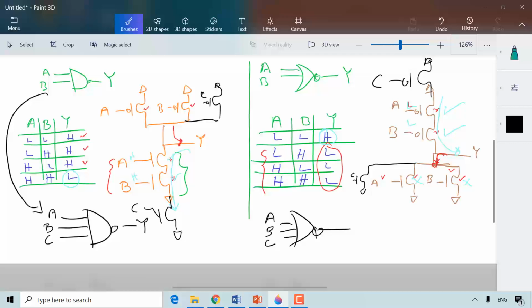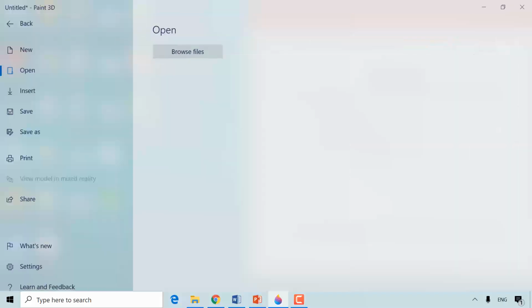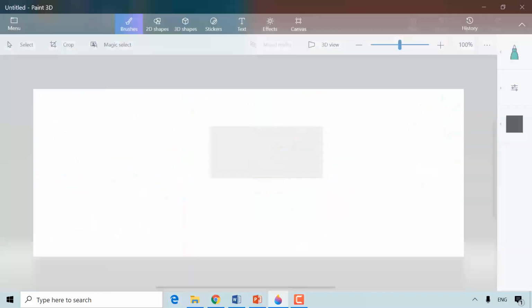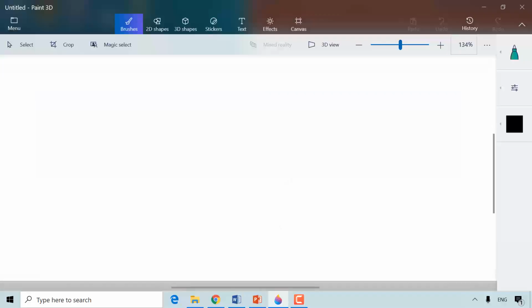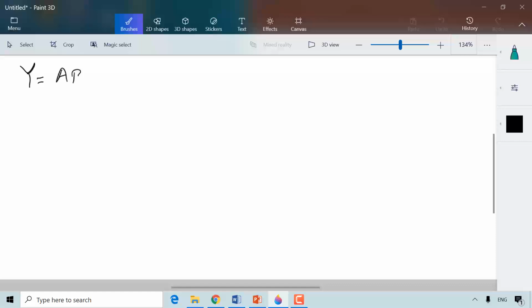Okay, so with this discussion, let's talk about how I can build a complex gate using complementary CMOS. Now we are talking about complex gates using complementary CMOS. For example, suppose I need to design a function which says Y equals AB plus CD prime.